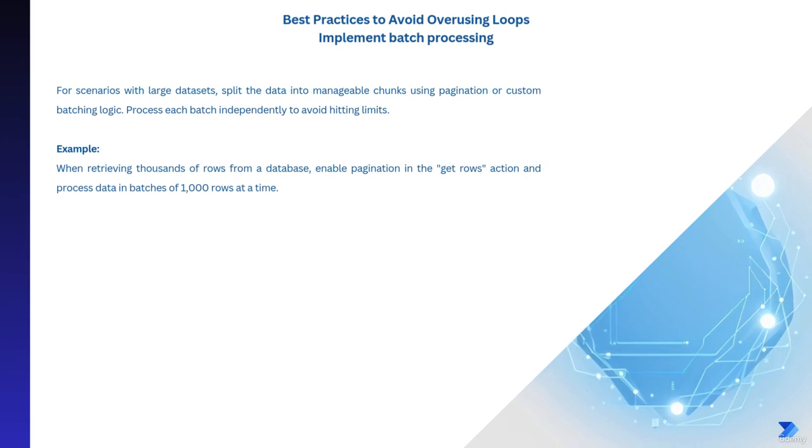Implement batch processing. For scenarios with large datasets, split the data into manageable chunks using pagination or custom batching logic. Process each batch independently to avoid hitting limits. Example: when retrieving thousands of rows from a database, enable pagination in the Get Rows action and process data in batches of 1,000 rows at a time.